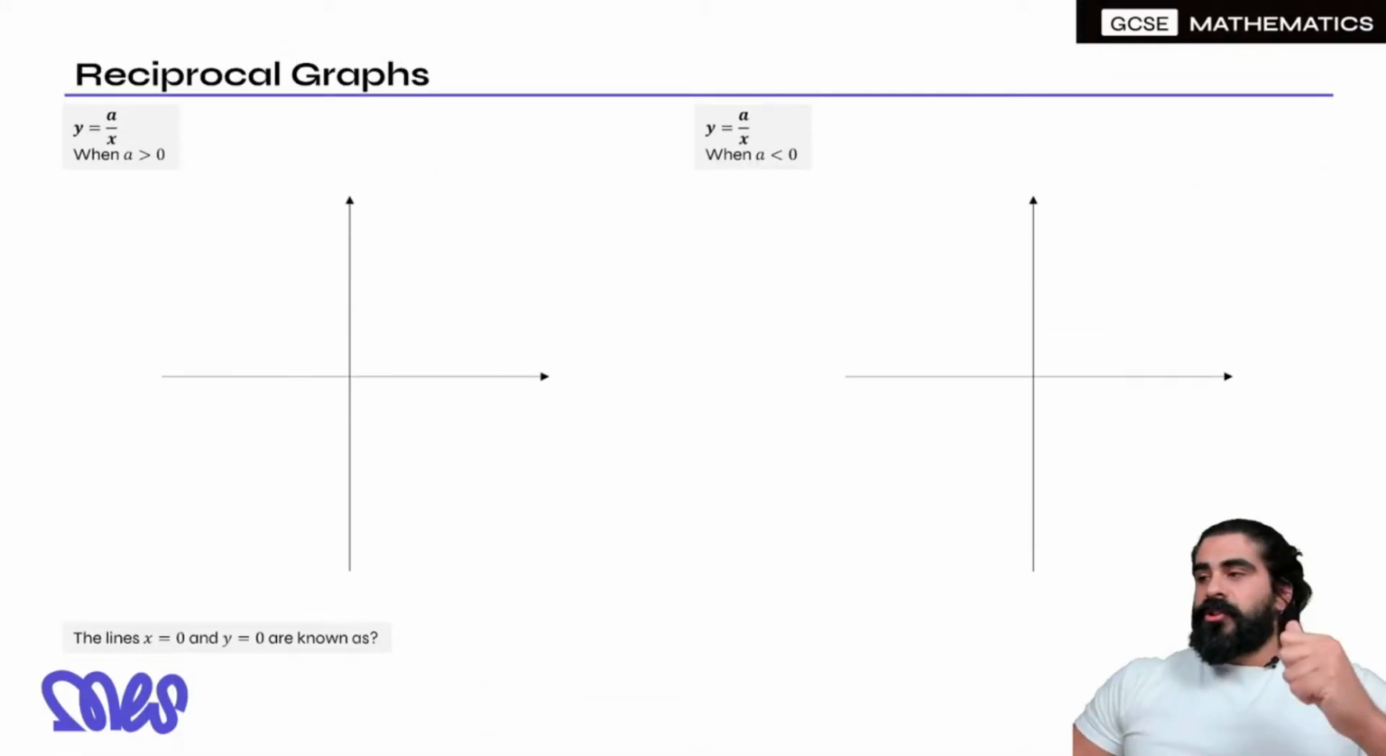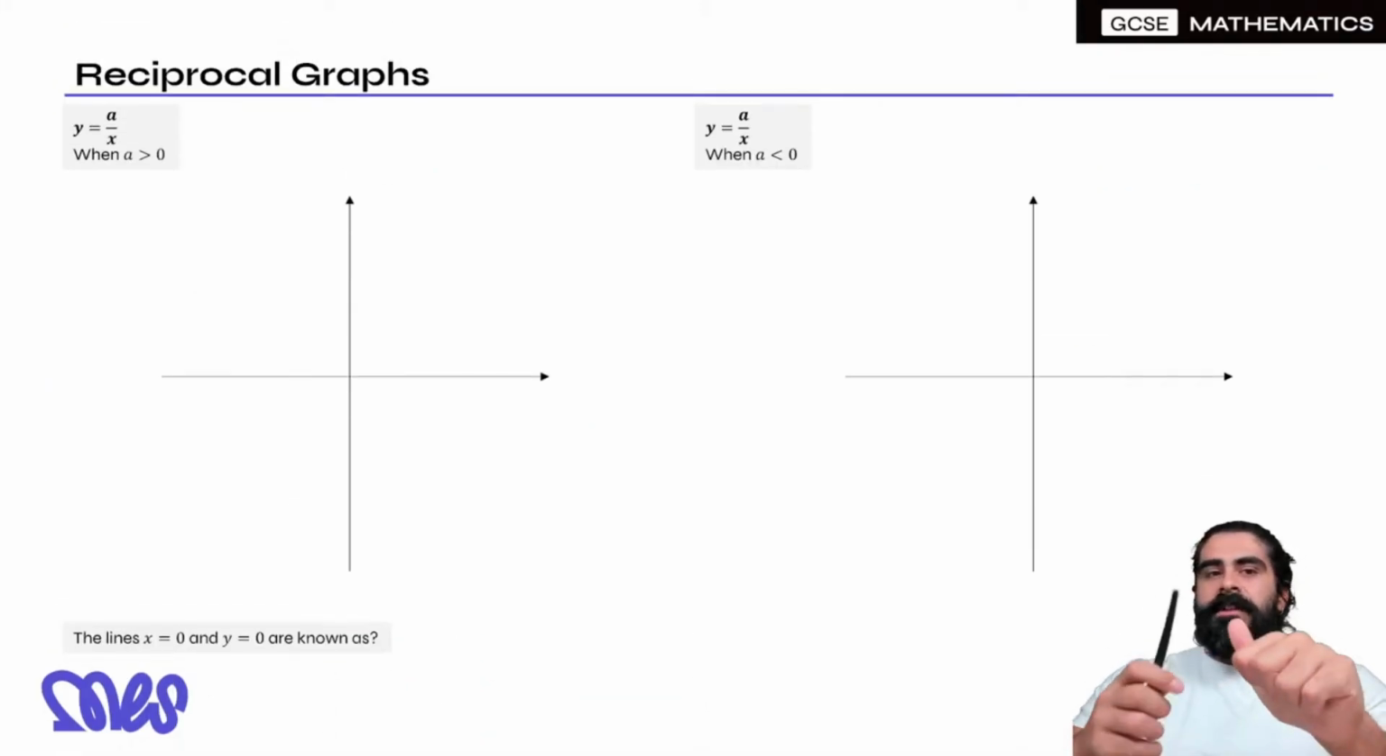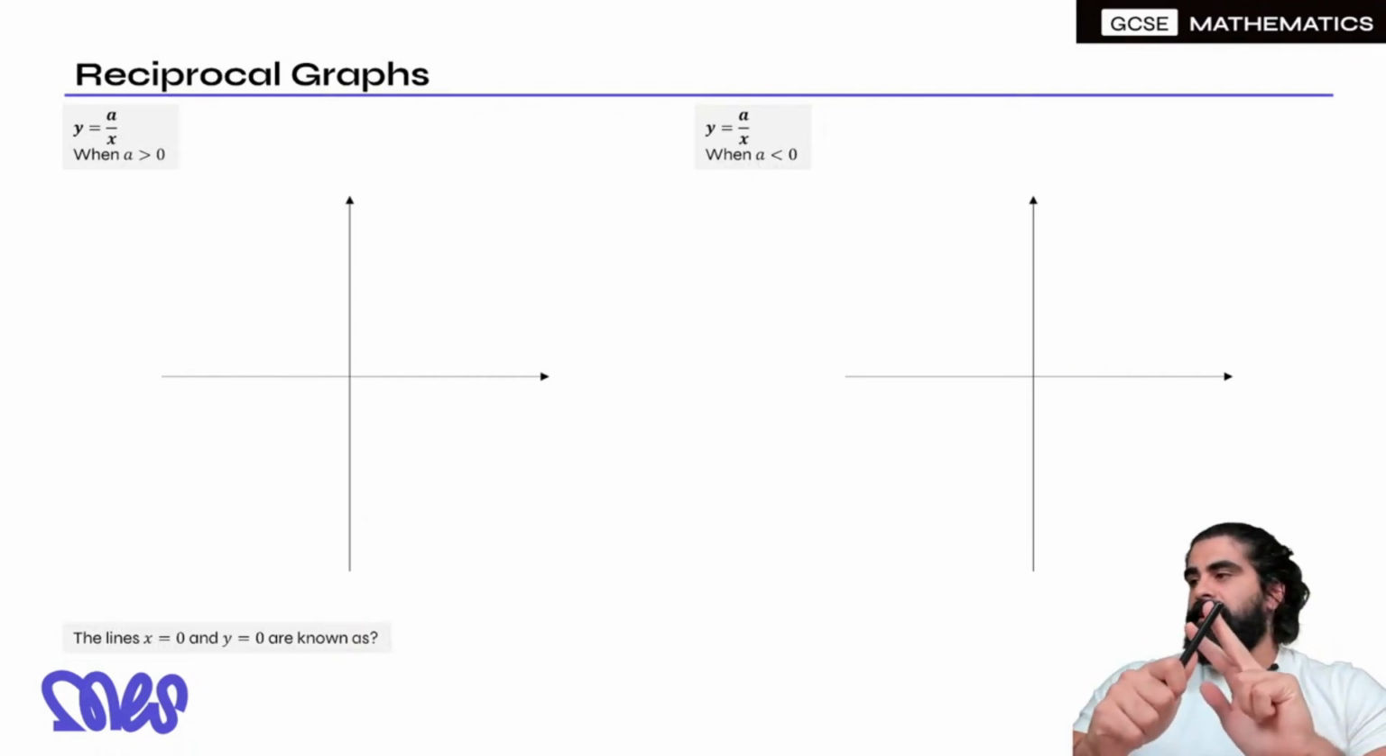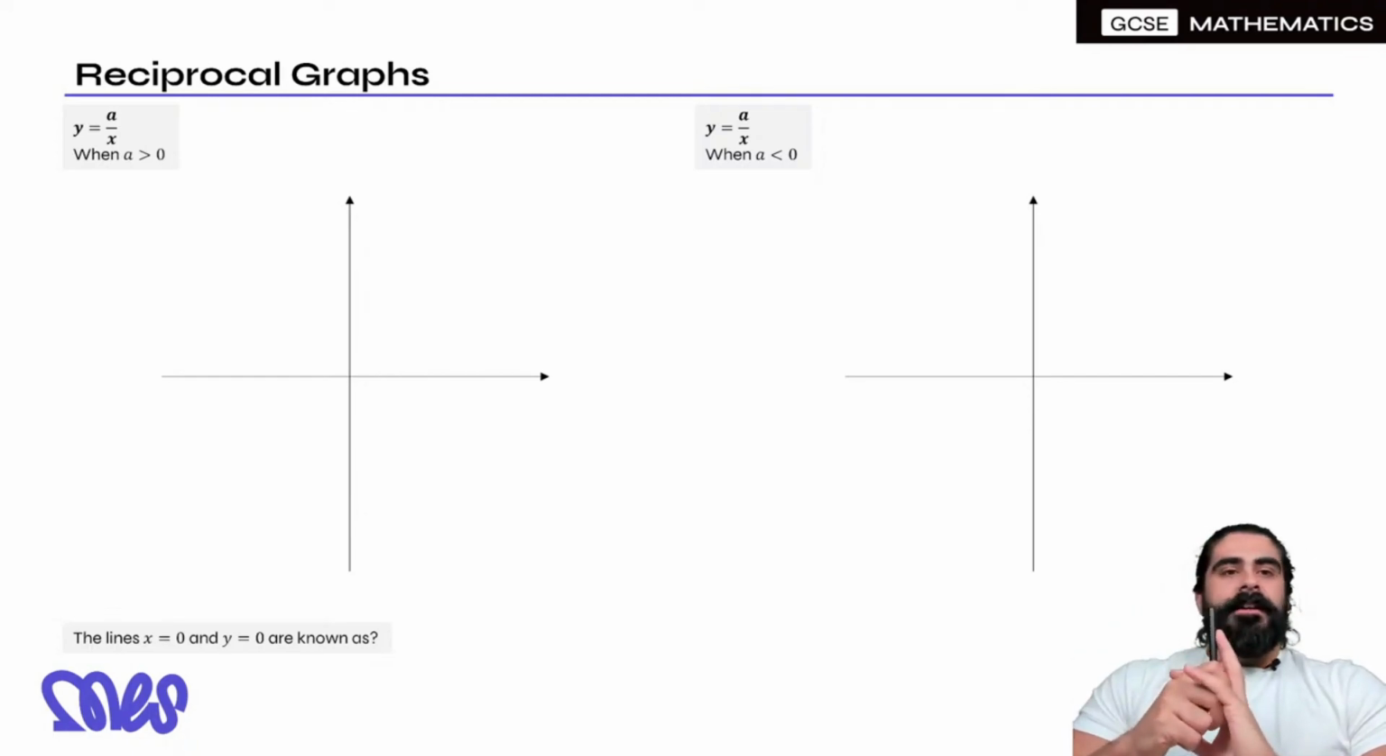So far, we've done all the basic graphs. We've done the linear graphs, the quadratics, and the cubics. We do not need to go to quartics, power 4. That's not in the spec. That is A-level stuff. The next one is reciprocal graphs.